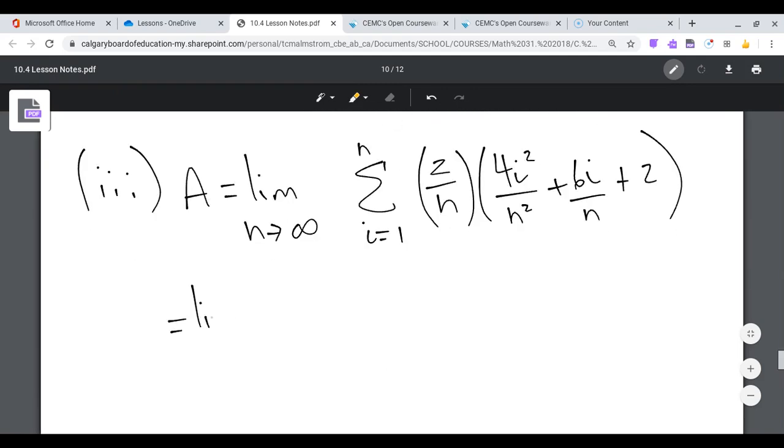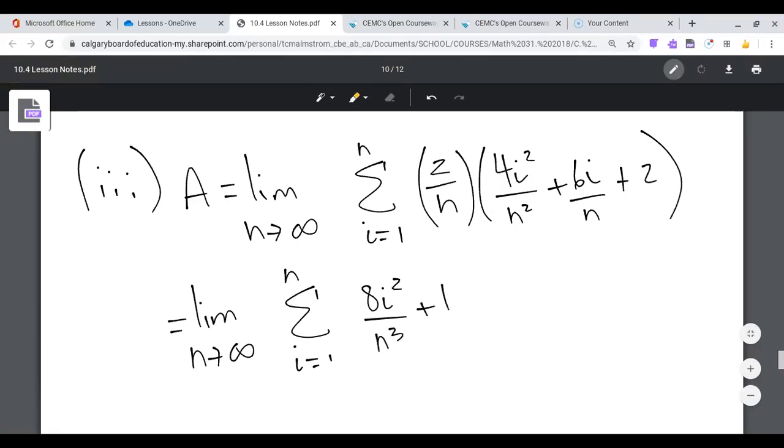Okay, so this is equal to the limit as n goes to infinity of the sum from i equals 1 to n. I'm going to distribute that through, so I get 8i squared on n cubed plus 12i on n squared plus 4 on n.